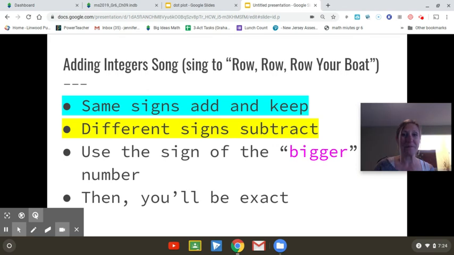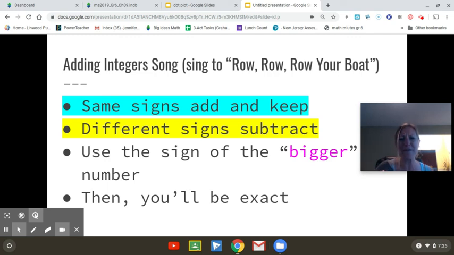Same signs, add and keep. Same signs meaning if both of your values, or even if you have 3 terms that you're adding, are all positive, you add the numbers together. Or if everything's negative, you still add those values together. But then you just keep the sign. So if you're adding all positive numbers together, your answer stays positive. If you add all negative numbers together, you add the values, but your answer remains negative.